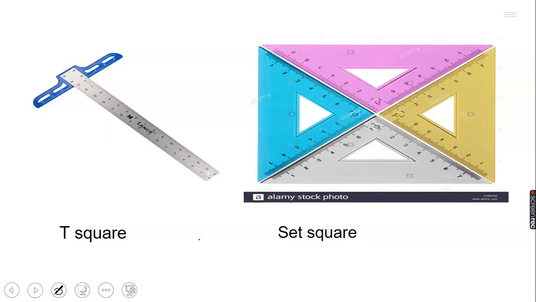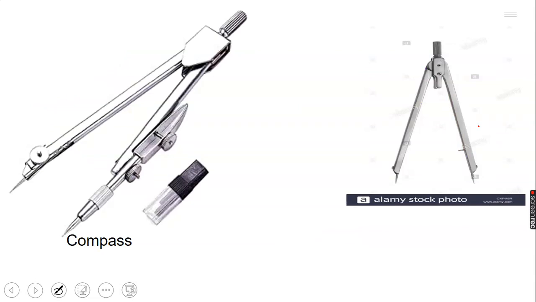Now we have T-square. Can you see T-square? Have you seen it before? It's a drawing equipment you use in drawing. Then we have set square. We have four of them of different colors. It's also in your math sets. When you see this item in your math sets next time, you know that it's called set square. It's for drawing. It's a drawing material.